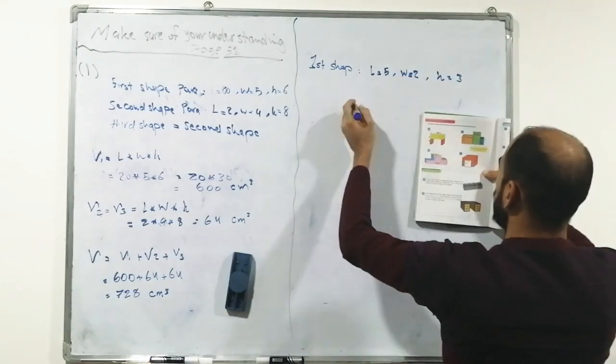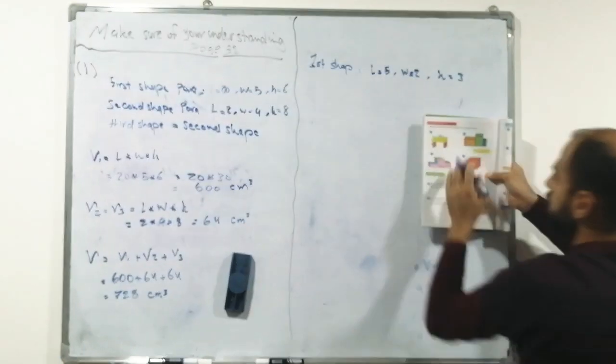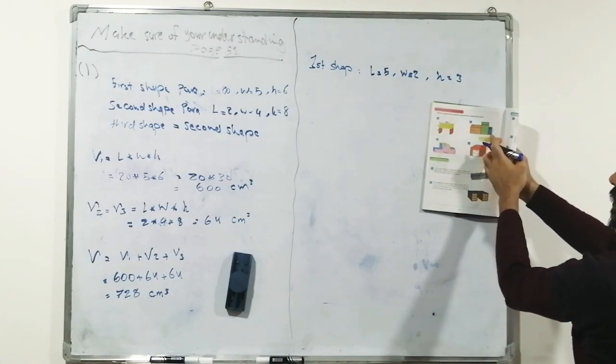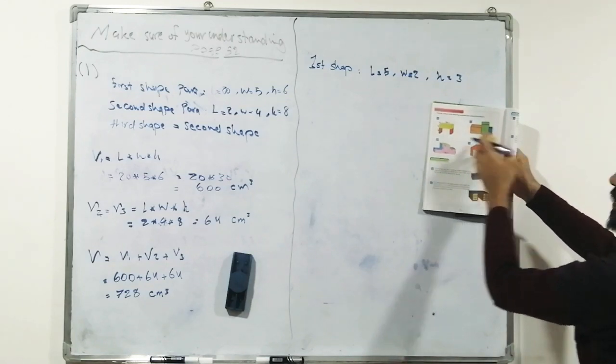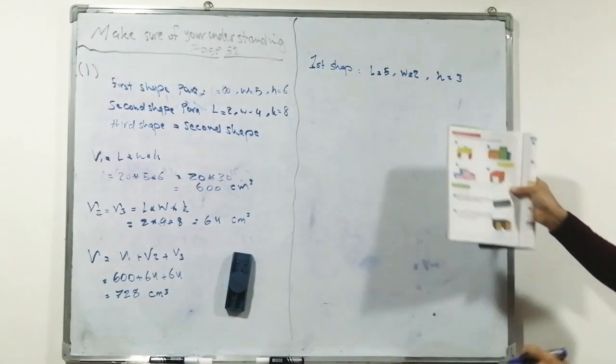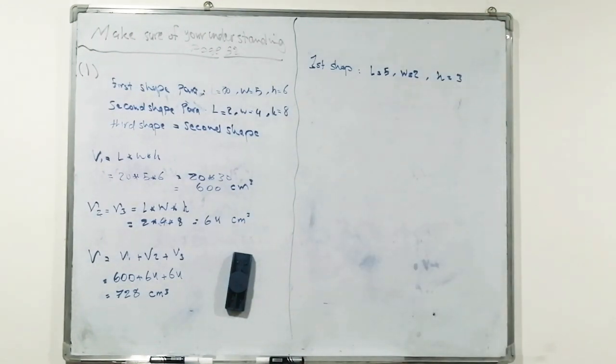The second shape, we have the second shape as we see here. This shape, its width is 2 centimeter. So the second shape and the third shape, its dimensions will be like this.